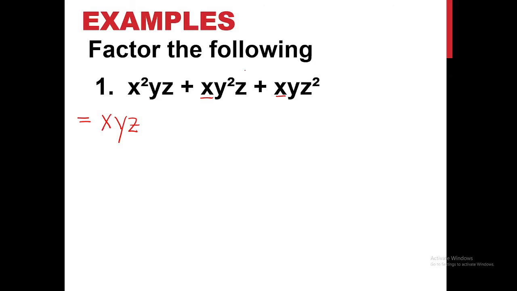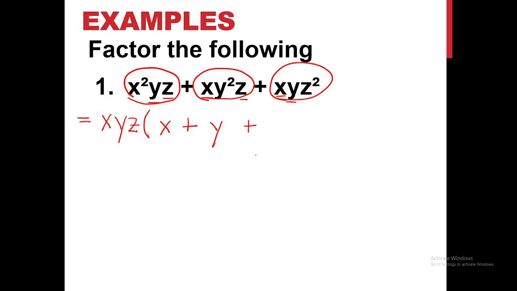So y, y squared and y, it's the variable y. For z, z and z squared, it's the variable z. So you just choose the variable with the least exponent. Now, let's divide. Divide this by xyz. What is left is x. Copy the sign plus. Divide this by xyz. What is left is y plus. Divide this by xyz. Z. Okay, and that will be your factored form.